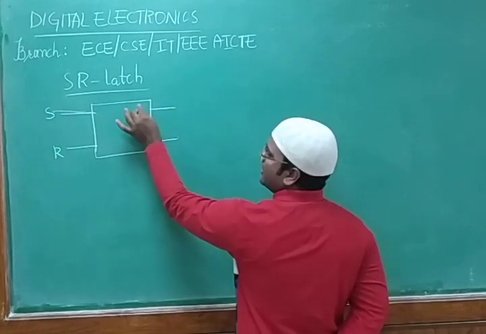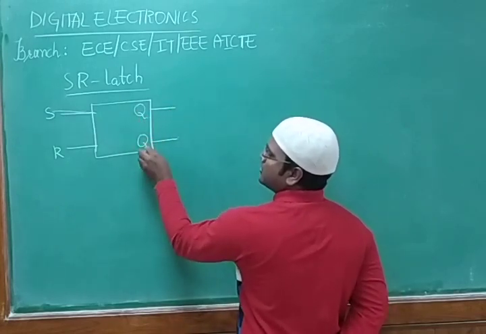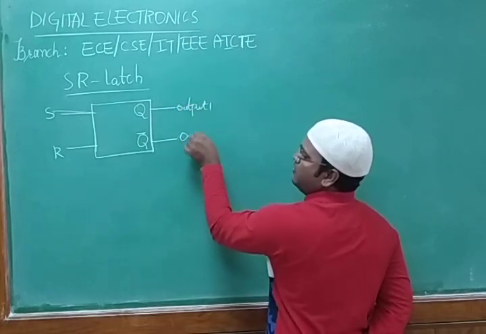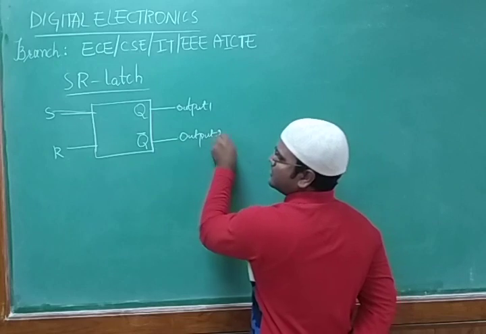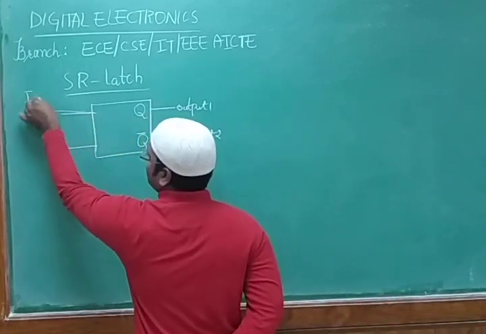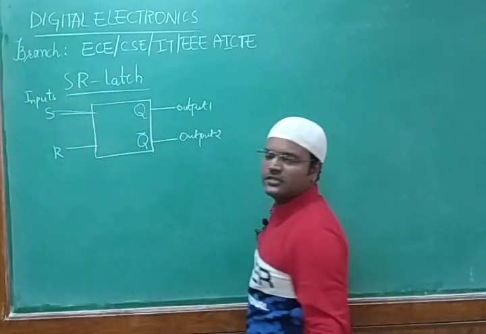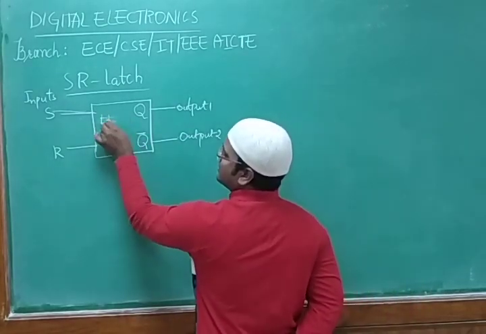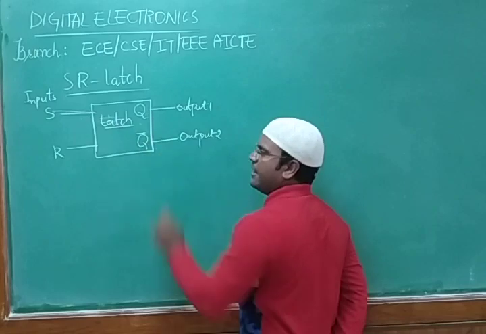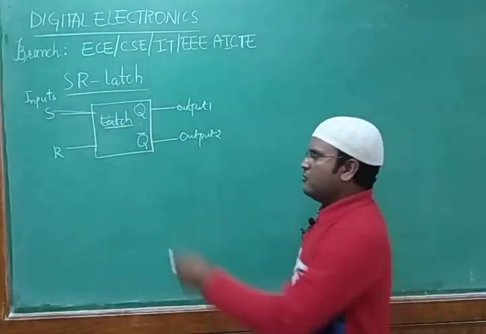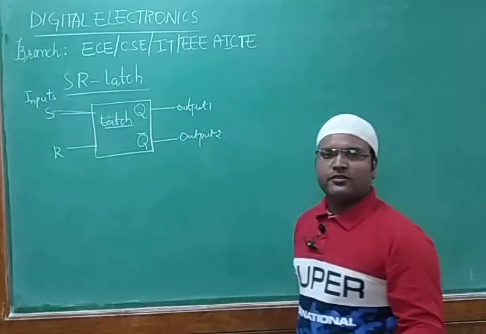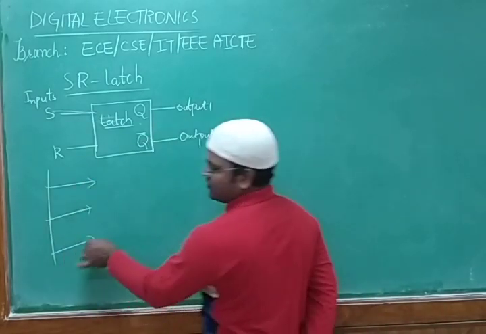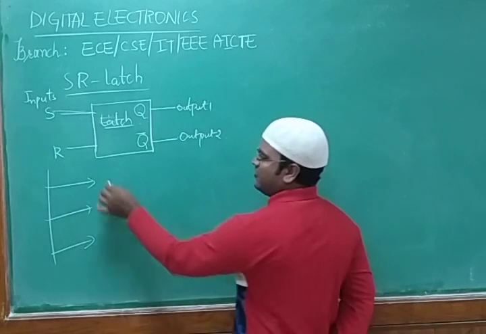What are the outputs? Suppose this is Q. The next output is Q bar. This is output 1, and this is your output 2. These are our input values. This is your SR flip-flop, or rather the latch. We are considering the latch first, the SR latch. When you want to design any kind of latches or flip-flops, we can design in 3 ways. The first way is by using active low.